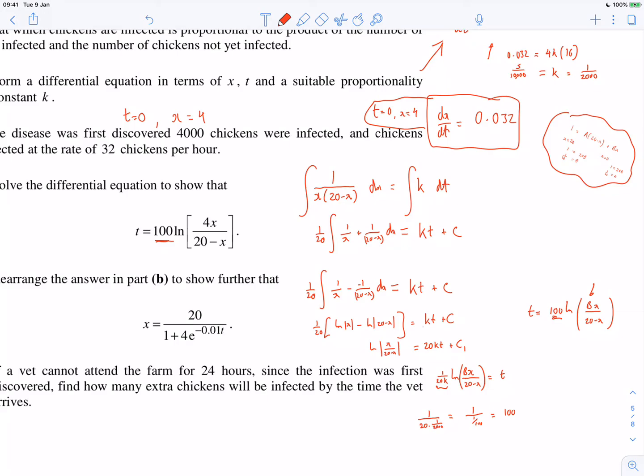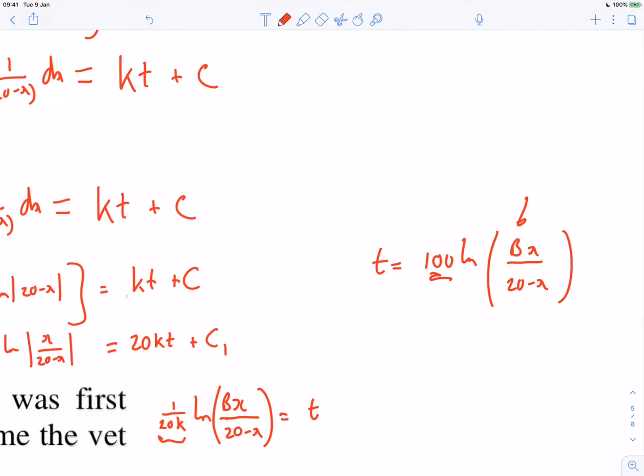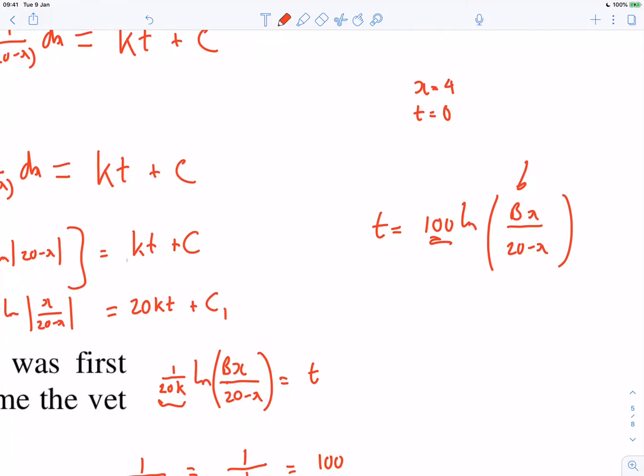But let's use our initial conditions one more time. We know when x is 4, t is 0. Okay, so let's make that a 0. This is 100 ln of b times x, that's 4b, all over 20 minus x. 20 minus 4 is 16. So what have we got? We've actually got 4 over 16. That's going to cancel down to b over 4.